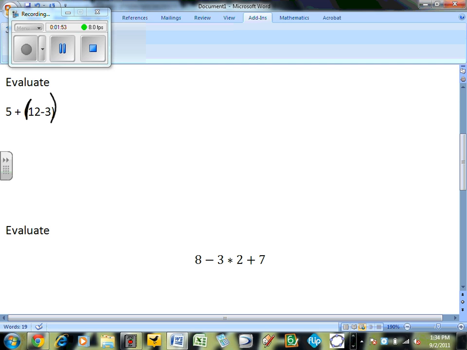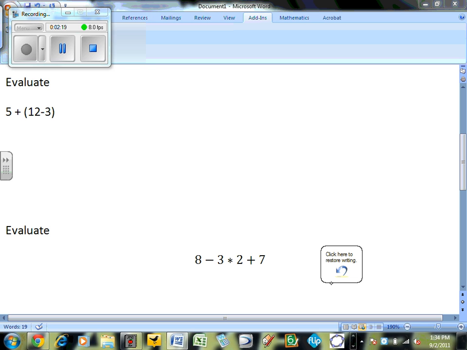So 12 minus 3 is 9. So I drop everything else down, and I finish my parentheses. I can actually take those parentheses out of there for now. All right, I finished my parentheses. So now we go back to our order of operations. Are there any parentheses? They are done. Are there any exponents? No. Multiplication? No. Division? No. Add, subtract? Yes. Okay. 5 plus 9 is 14.